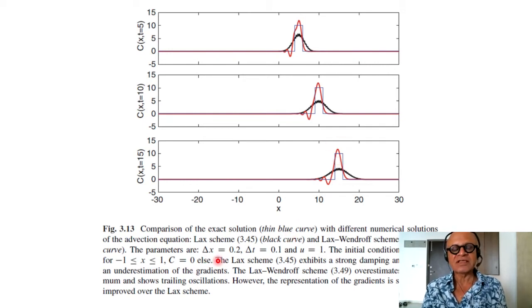The parameters are delta x equal to 0.2, delta t is 0.1, and u equal to 1. The initial condition at c equal to 1 is again this rectangle. Lax scheme exhibits strong damping and therefore an underestimation of the gradient. So the sharp fronts have been wiped out, and with time going from t equal to 5, 10, and 15, the peak is basically being wiped out and spread out in x. Okay, this is not very good at all. So Lax scheme is not really very useful.